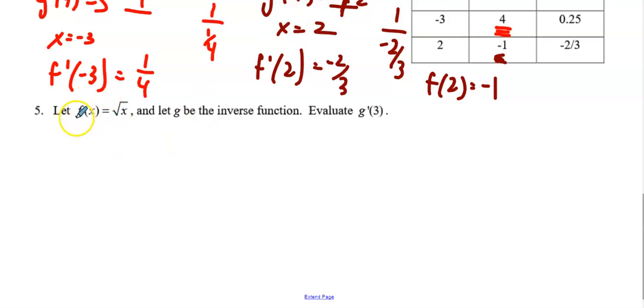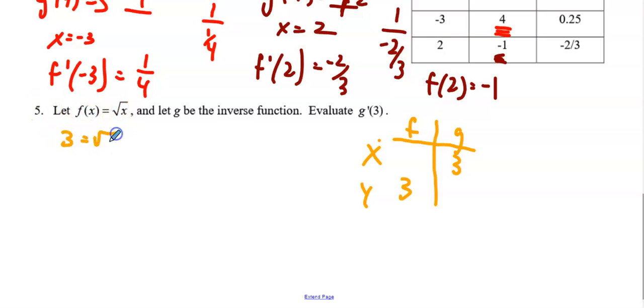So question number 5 says, let f of x be equal to the square root of x, and let g be the inverse function. This is usually what you see here. So when g of x is equal to 3, again, you guys don't have to write this out, but it's always just nice for you guys to see this. That means that y for f is going to be equal to 3. So I'm going to set this equal to 3. So 3 is equal to the square root of x.